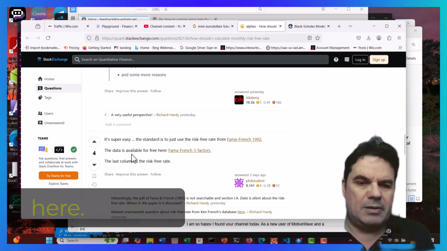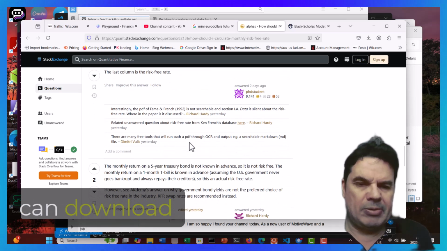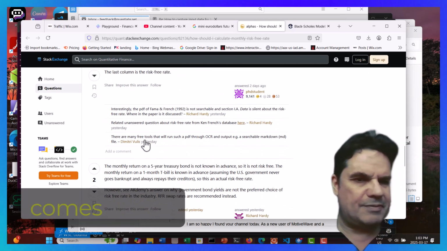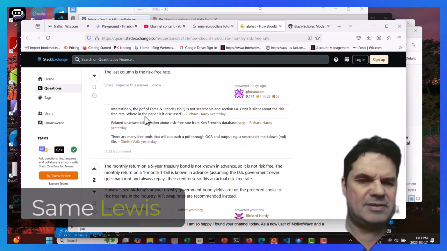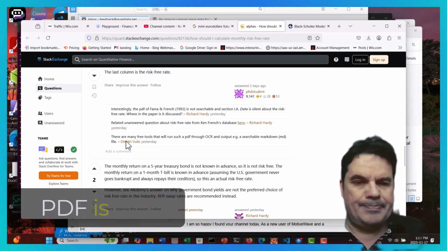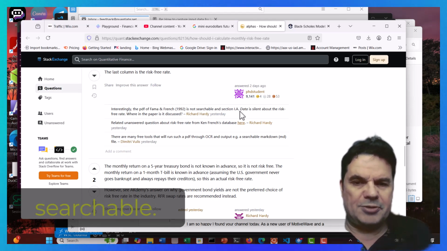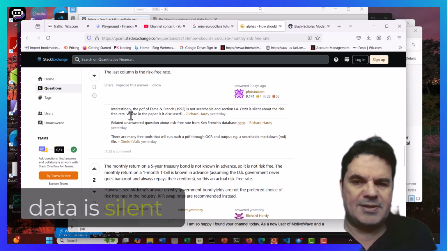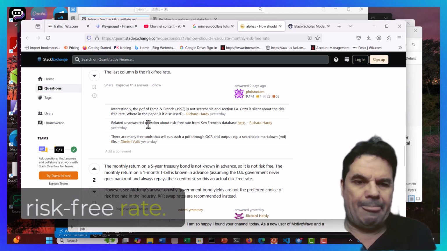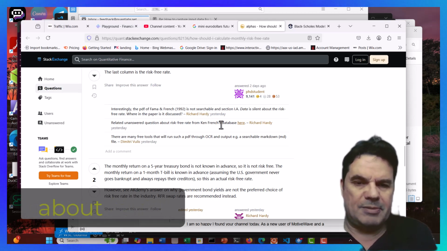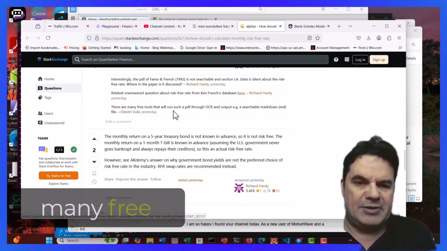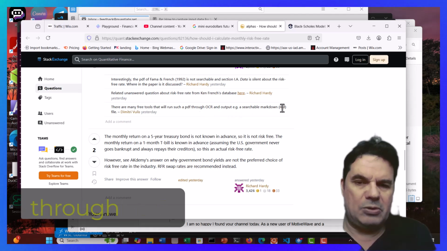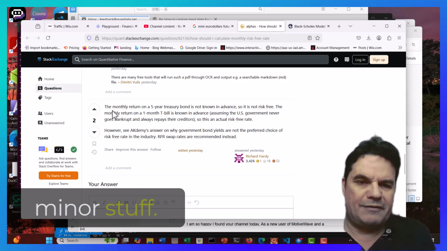Data is available here. Okay, I can download mine. That comes from FRED, the St. Louis Fed. The PDF is not searchable. The data is silent about the risk-free rate. Related unanswered question about the risk-free rate from Ken French's database here. There are many free tools that will search a PDF through OCR and output searchable markdown, these are all minor stuff.